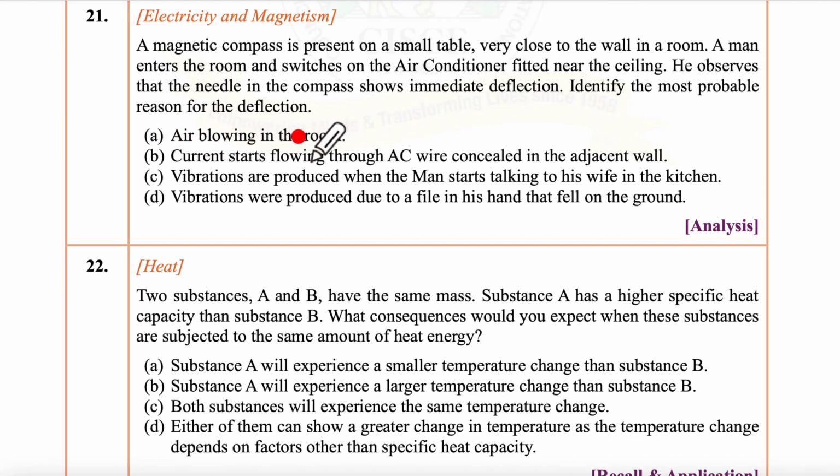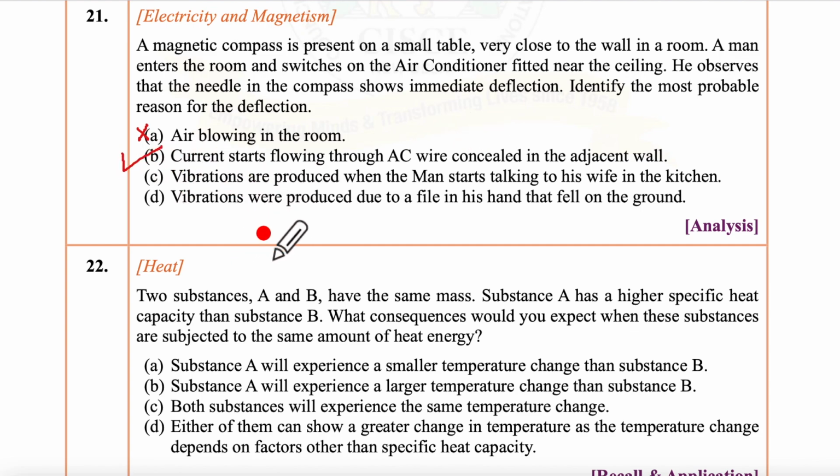A. Air blowing into the room. That is not going to affect the compass needle, so this is not the correct one. B. The current starts flowing through the AC wire concealed in the adjacent wall. This looks the probable thing because if the wire conducts electricity, that is going to produce a magnetic field around that wire. And that magnetic field is going to affect the compass needle, showing the deflection. So this looks like the correct option.